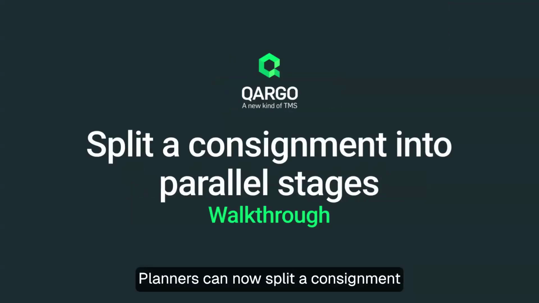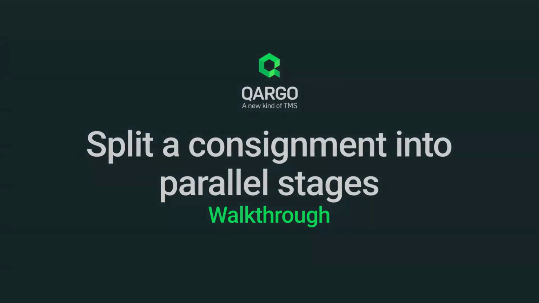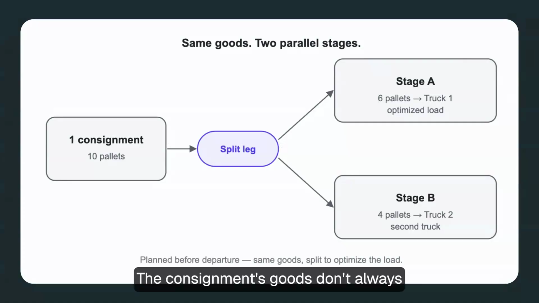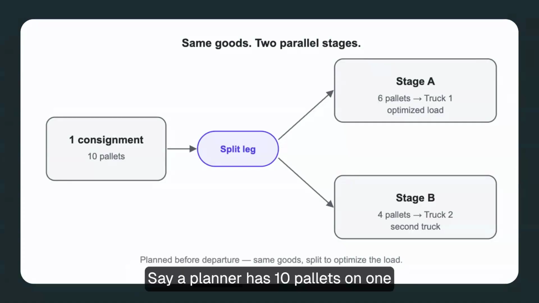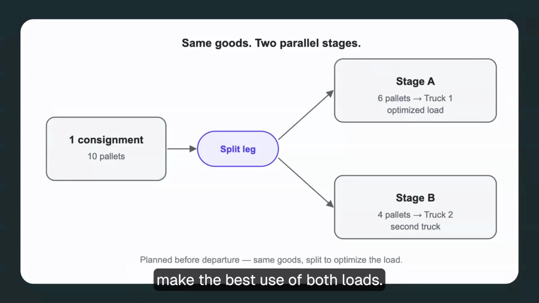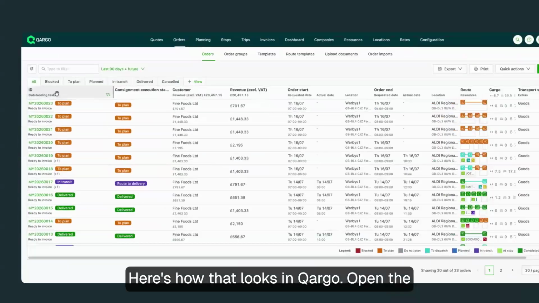Planners can now split a consignment's goods across 2 or more parallel stages, each with its own pickup, delivery, its own trip, and its own documents. Here's how it works. The consignment's goods don't always have to travel as one block. Say a planner has 10 pallets on one order. Before the trucks even leave, they can split it into 2 parallel stages, 6 pallets on one truck, 4 on the other, to make the best use of both loads. Here's how that looks in Qargo.